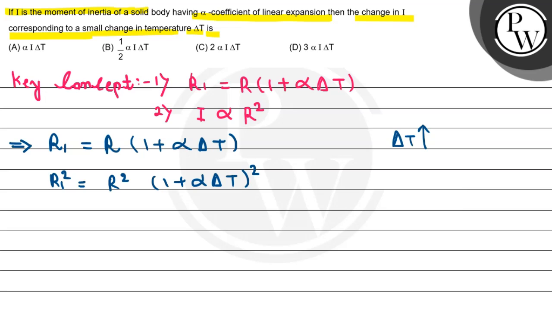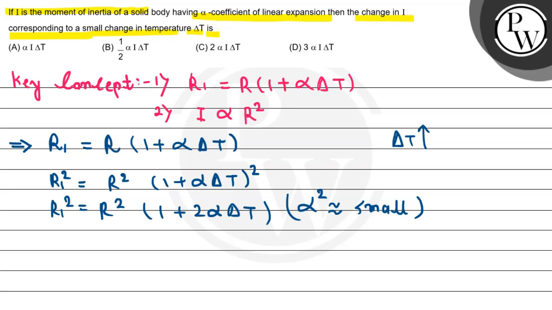अब इस ब्रैकेट को हम ओपन कर देते हैं, सो मिल जाएगा r1 का square is equals to r square times of (1 plus 2 alpha times of delta T plus alpha का square). यहाँ पर हम alpha square की जो term है उसे neglect कर देंगे because it is so small. ठीक है, सो simply r1 का square किसके equal आ गया, r square (1 plus 2 alpha delta T).